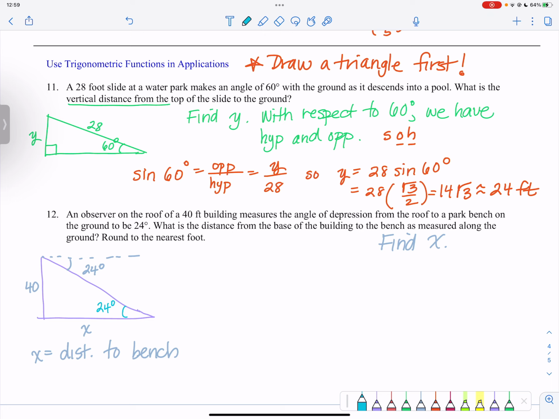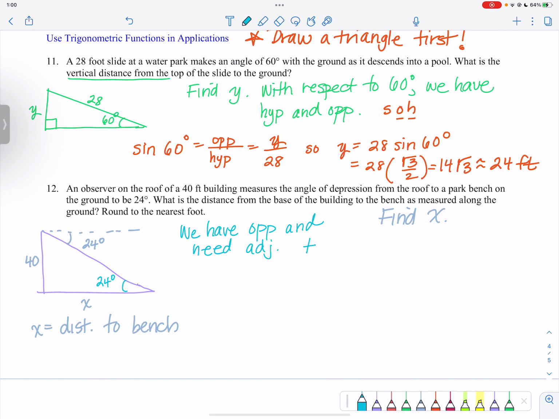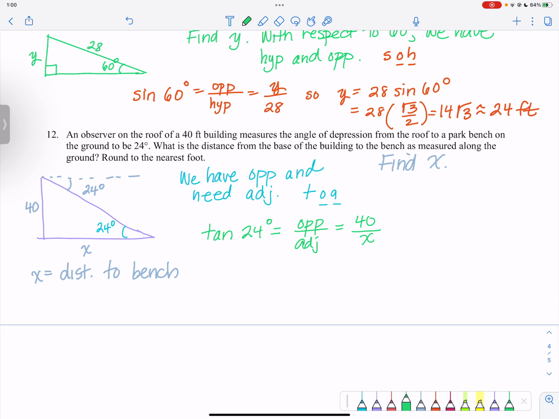With respect to 24 degrees, what do we have? We have opposite and we need adjacent. So which trig function uses opposite and adjacent? It is the tangent. So the tangent of 24 degrees is the opposite over the adjacent side, which is 40 divided by x. Okay, so I want to talk about this for a minute. Let's rewrite this as the tangent of 24 degrees is 40 divided by x.